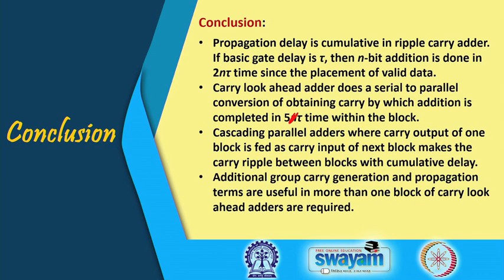Cascading parallel adders, where the carry output of one block is fed as the carry input of the next block, makes the carry ripple between blocks with cumulative delay. Okay. And to avoid that, we can have additional group carry generation and propagation terms, by which we can get carry look ahead by an aggregator, and that reduces the time for generation of the carry. Okay. Thank you.